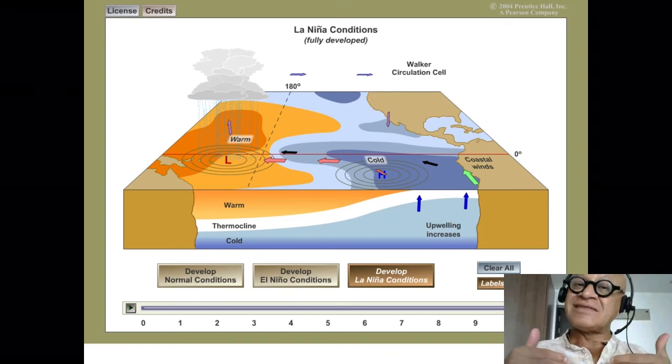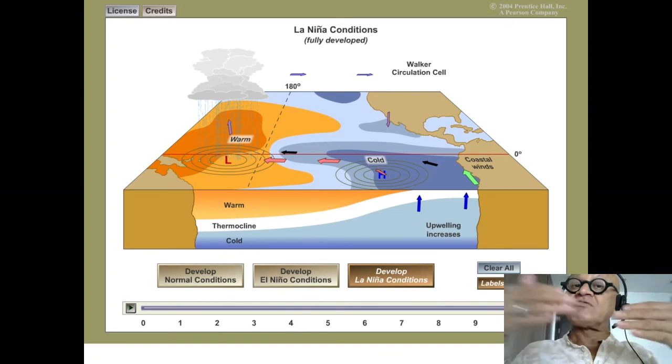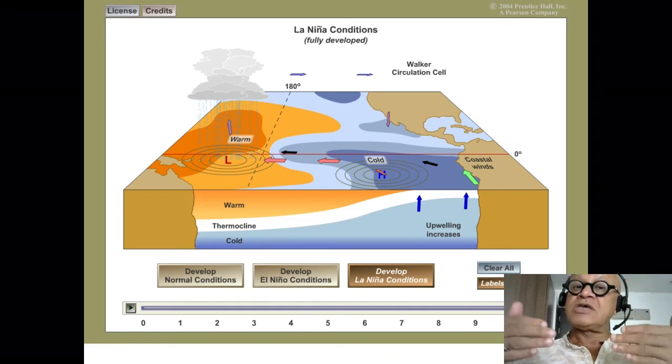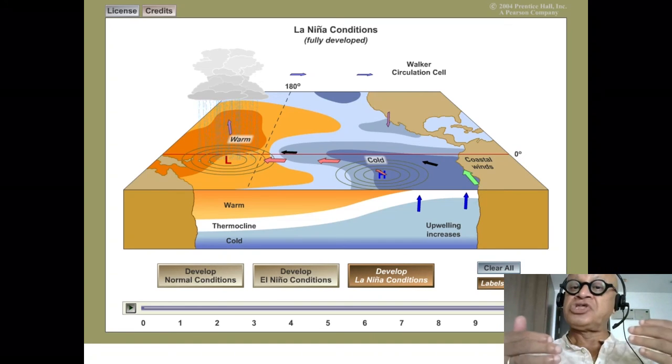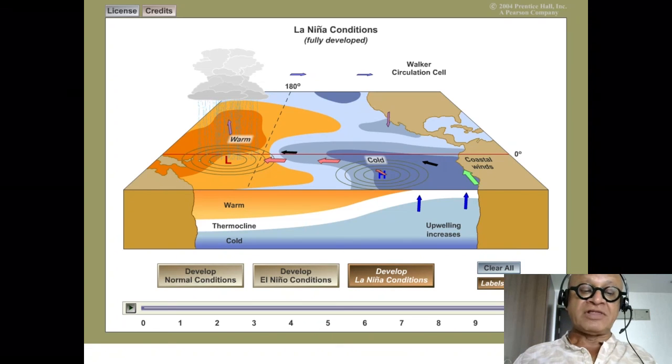Even the ITCZ is going to change. The ITCZ follows the warm water. If you have spread the warm water, then you can imagine the ITCZ is going to be moved further south during an El Nino. During a La Nina, it's going to be pushed further north in the summer months, right?